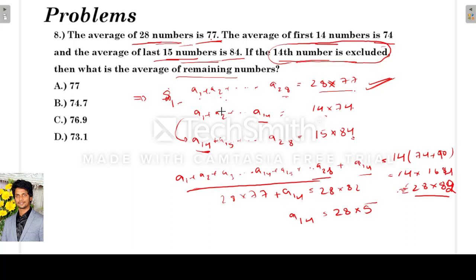So now they are asking to find, if the 14th number is excluded. So now we have to exclude A14 from this sum and find out the average of the remaining numbers.